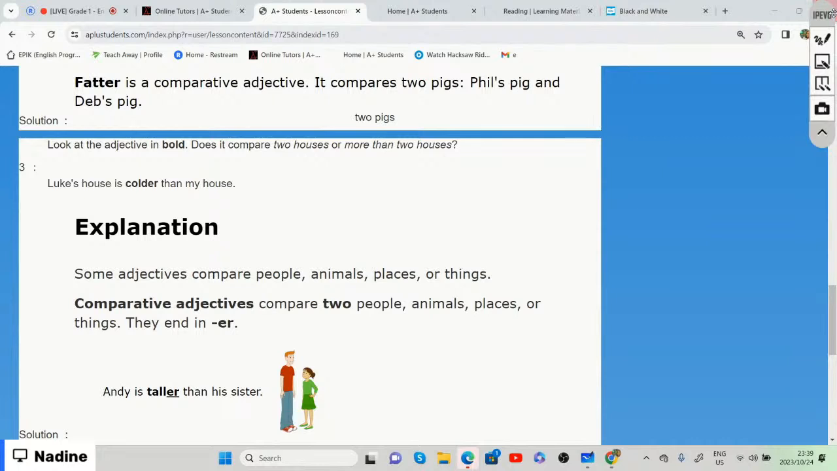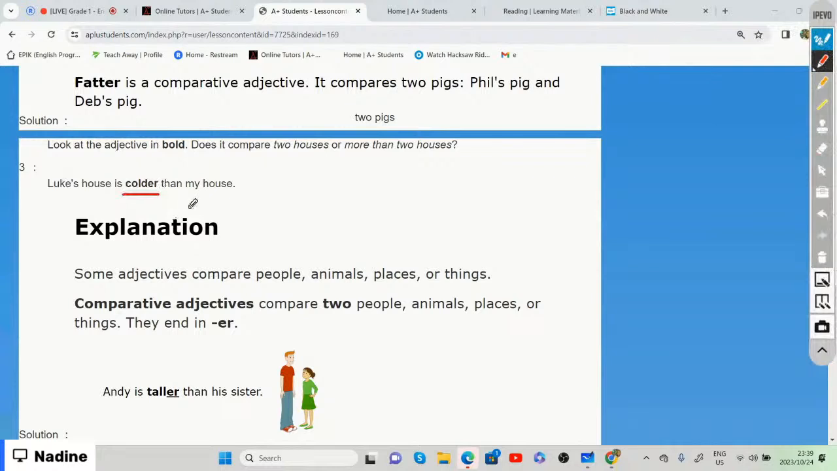All right, so if we look at the word colder and it ends in ER, then it means that this is an adjective and we are comparing two houses. We are comparing how cold the two houses are. And that is a comparative adjective.